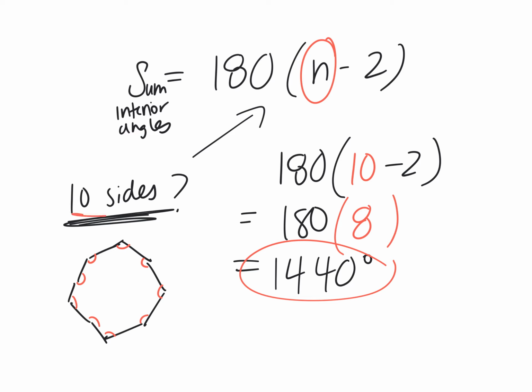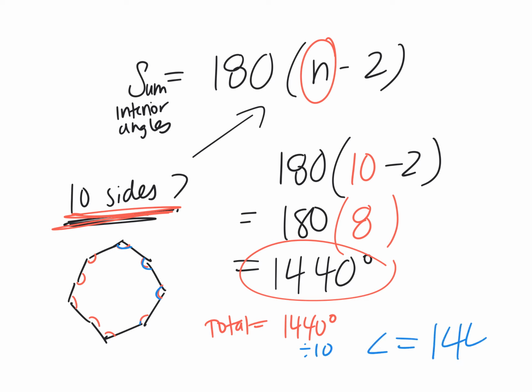Well, if the shape has 10 sides, how many angles does it have then? 10, right? Well, if you know the total is 1,440, and we know there's 10 angles, can you tell me what every single angle is equal to? A regular polygon means all the angles are going to be equal. If there's 10 of them, divided by 10, what does each angle equal then? 144 degrees.